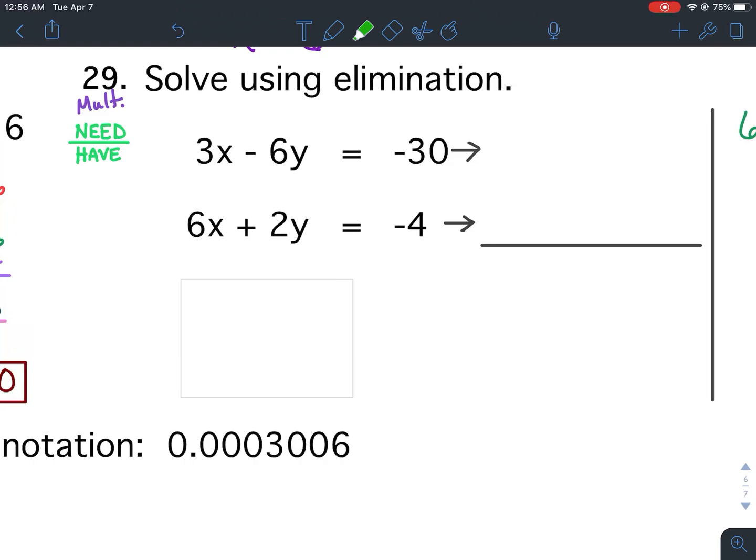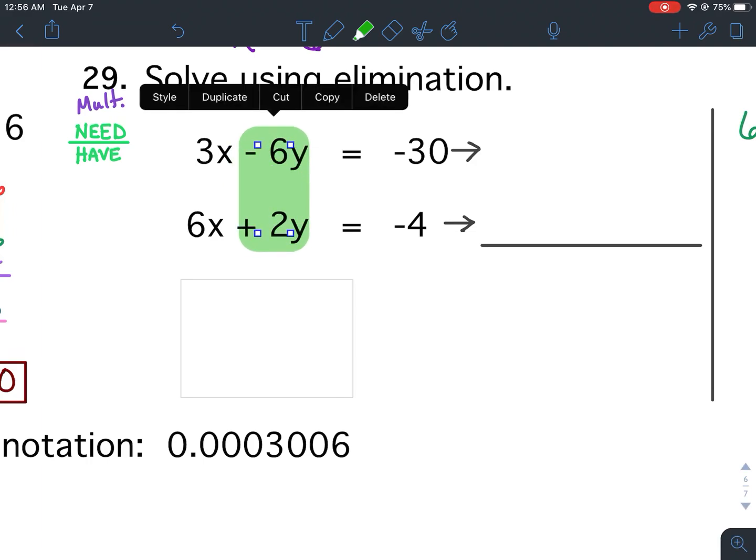So do I have multiples? Yes. 3 and 6, 6 is a multiple of 3, and 6 is a multiple of 2. So we could pick either one. I am going to use this one. And the reason why I'm going to use these two is for 2 reasons. First, the signs are already opposites. And second, I'd rather multiply that bottom equation than the top equation. I'd rather multiply a 4 than the 30. Not that either one would be difficult.